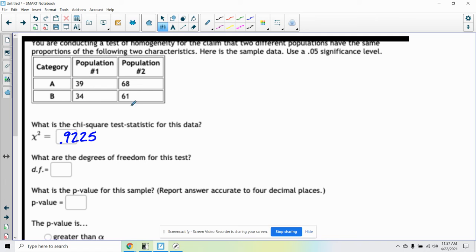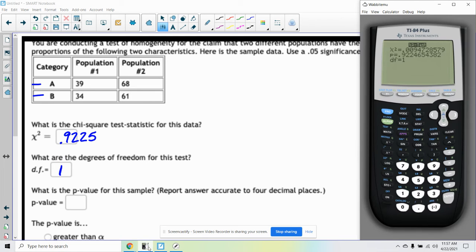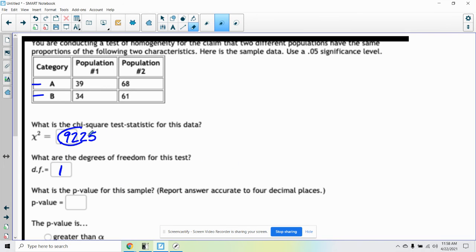Degrees of freedom. If there's two categories, degrees of freedom is going to be one less than that. 2 minus 1 is 1. What's the p-value for this? That is 0.009. I'm sorry, I switched these. That's my mistake. Let's get the eraser going here.